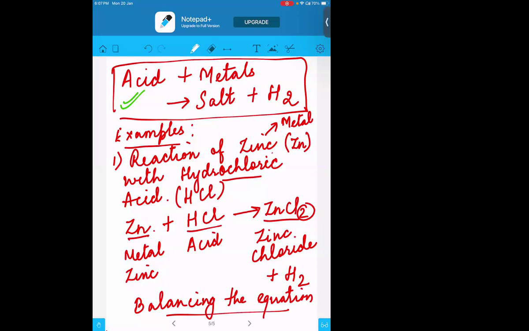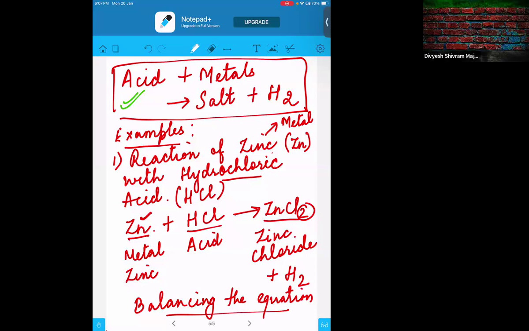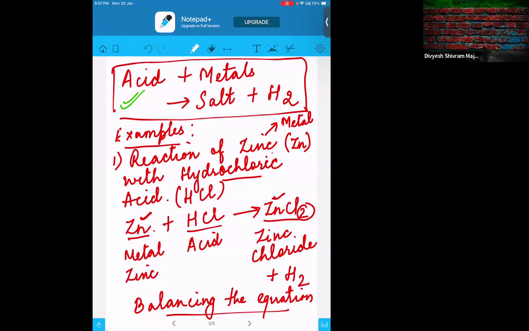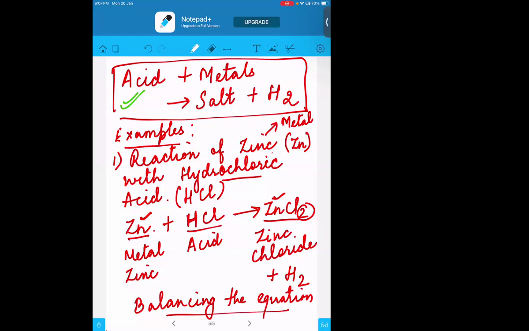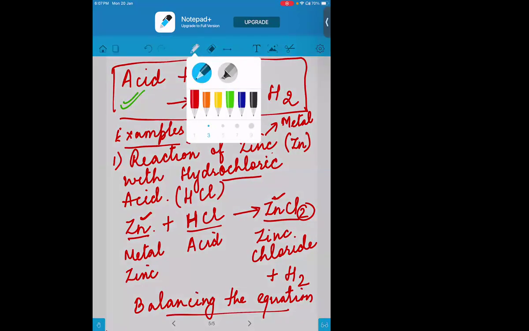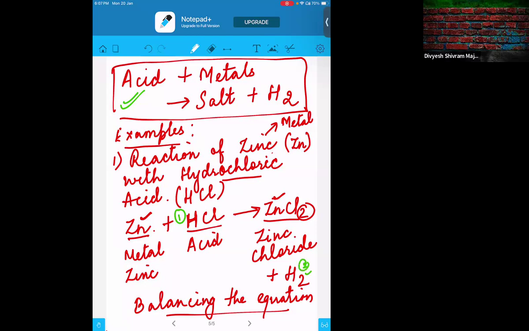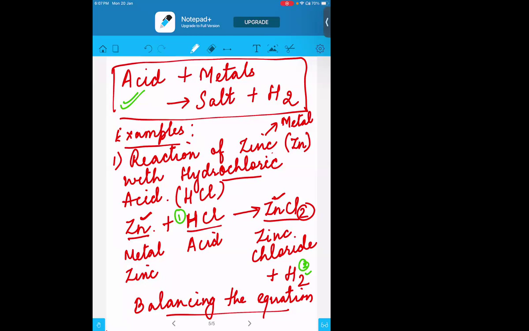Now, how to balance? See, how many zinc are here? 1. And how many zinc on this side? 1, correct? How many hydrogen are here? 1. And how many hydrogen in this part? 2. Now, is it balanced? On one side we have 1 and on the other side we have 2? No. That is why, to balance it, we will be adding 2 here.